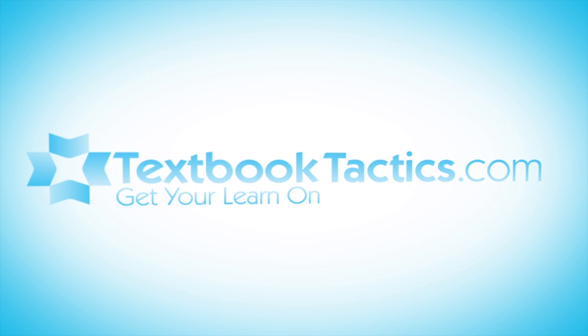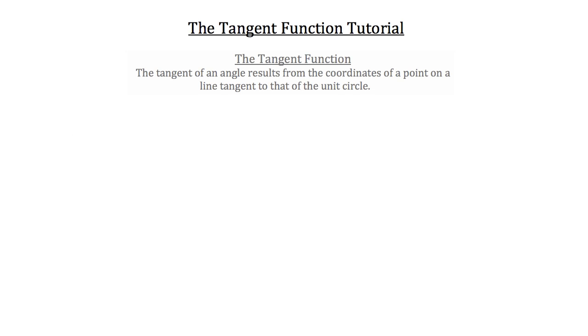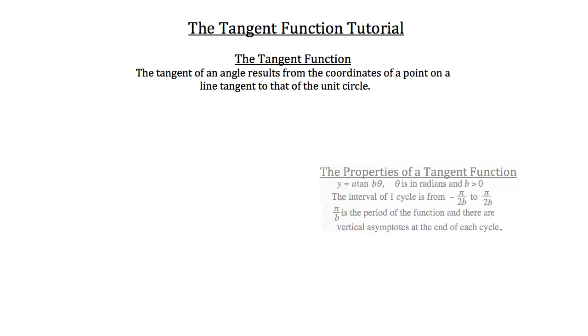This is the tangent function tutorial. The tangent of an angle results from the coordinates of a point on a line tangent to that of the unit circle. And these are the properties of a tangent function. Now first I'll show you what a tangent function looks like and then we'll discuss the properties.